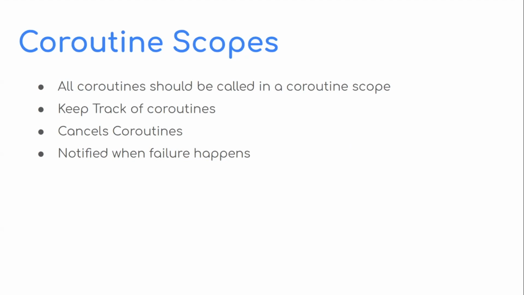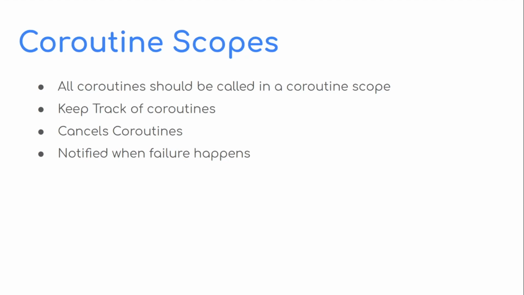Another use of coroutine scope is to keep track of all the coroutines. We can have one coroutine scope that calls different endpoints or different APIs. For example, we can fetch user data, then we fetch the details of the user. We can use that one coroutine scope to call those different suspend functions. Another good thing about coroutine scope is that you can cancel coroutines.